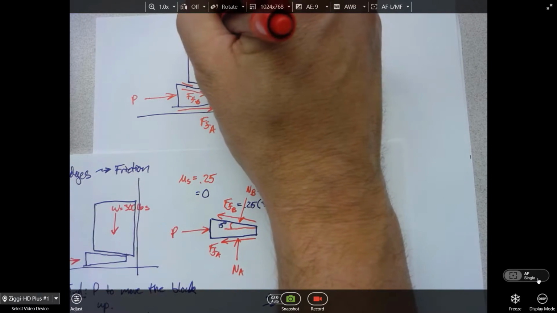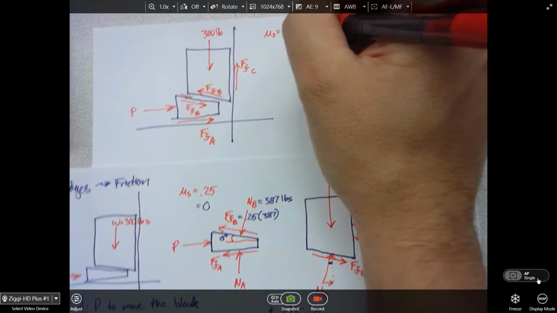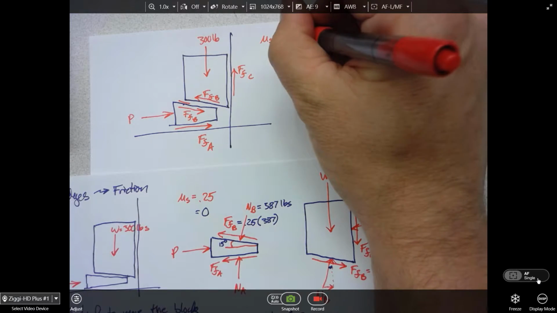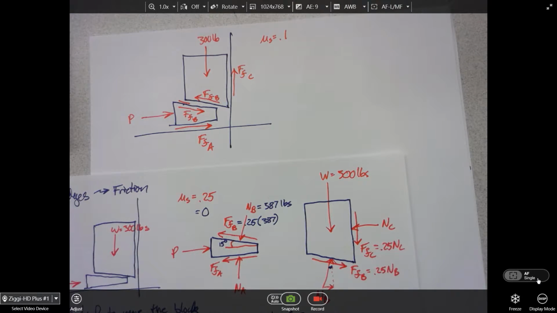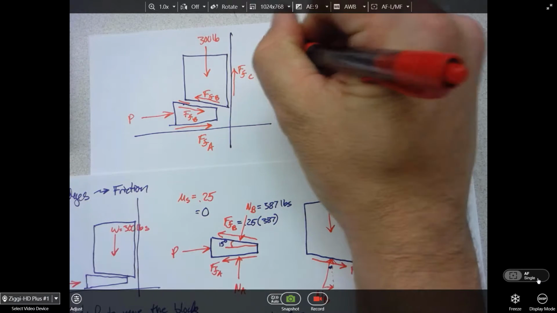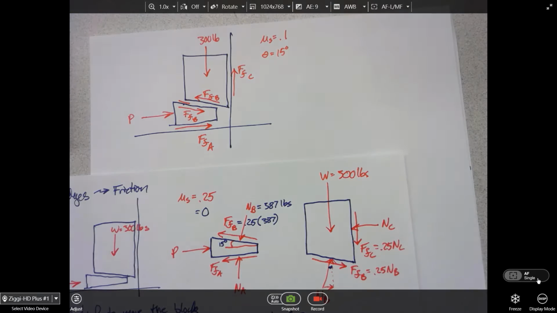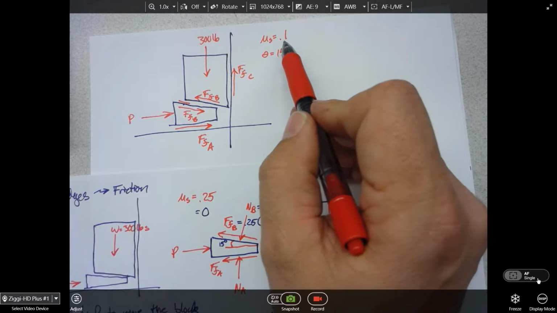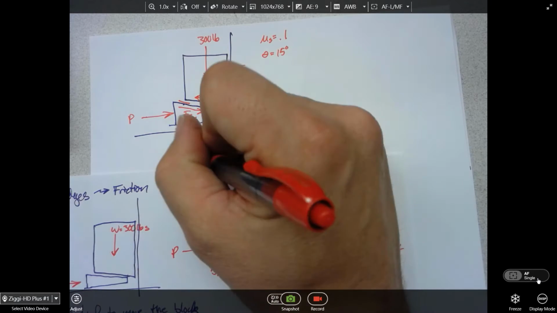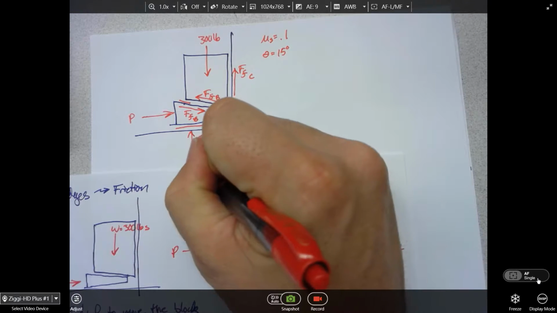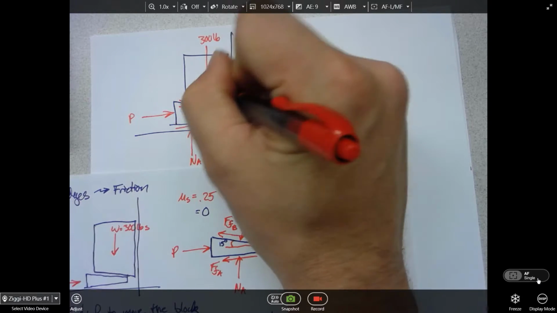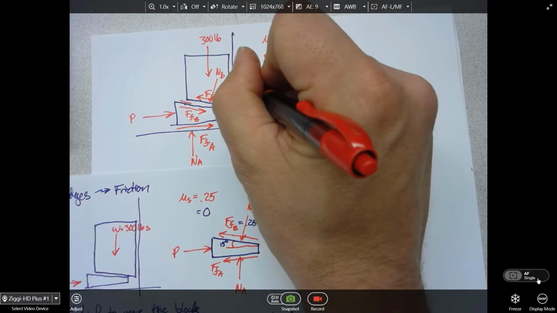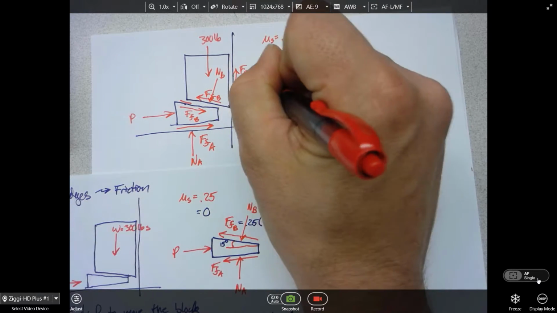We'll give it 300 pounds. Let's say mu static is 0.1. And we're going to go with our theta angle, we'll call it 15 degrees. So the angle of our wedge is 15 degrees. Our mu static is 0.1 everywhere. So we can go ahead and put our normal at A, normal at B, normal at C.